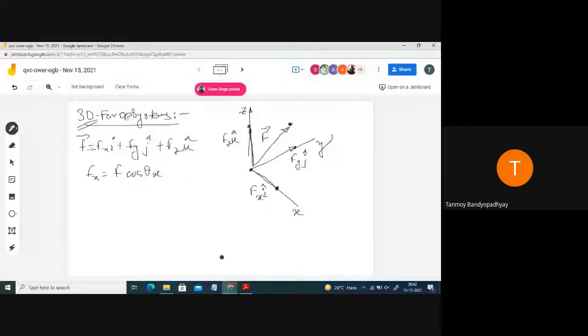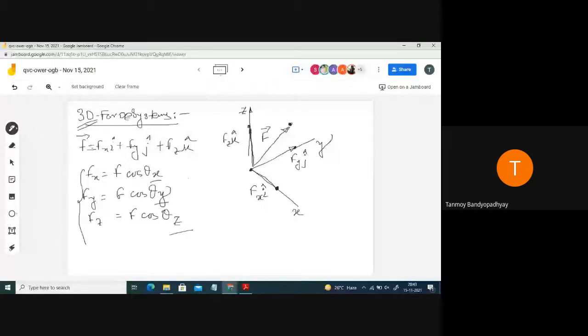cos theta y, and Fz will be equal to F cos theta z. So these are the components of the force, and these are the inclinations, theta x, theta y, and theta z. They are the inclinations which F actually makes with the individual axes. i cap, j cap, and k cap are the unit vectors along the x, y, and z directions.